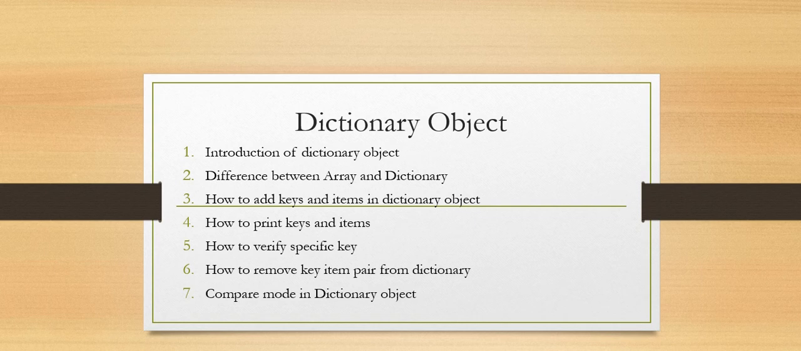So here we will see a basic introduction of dictionary object, the difference between array and dictionary object, how to add keys and items in a dictionary object, how to print keys and items, how to verify specific key existence in a dictionary object, how to remove a key item pair from a dictionary object, and compare mode in a dictionary object.